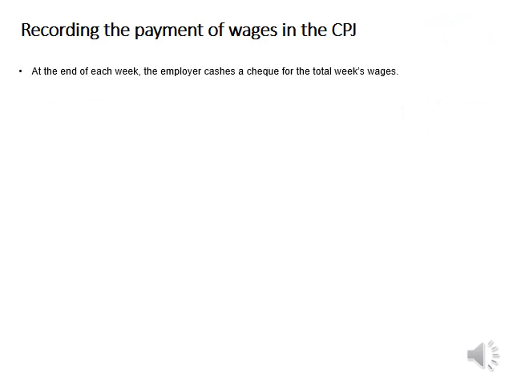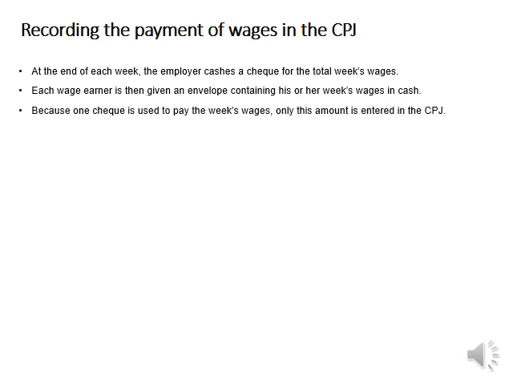But salaries will be paid at the end of each month. Wages are paid at the end of each week. So at the end of each week, the payments will be made. Each wage earner is then given an envelope containing his wages in cash. Because one check is used to pay the week's wages, only the amount is entered in the CPJ. This payment is usually recorded in a separate column in the CPJ for creditors for wages.